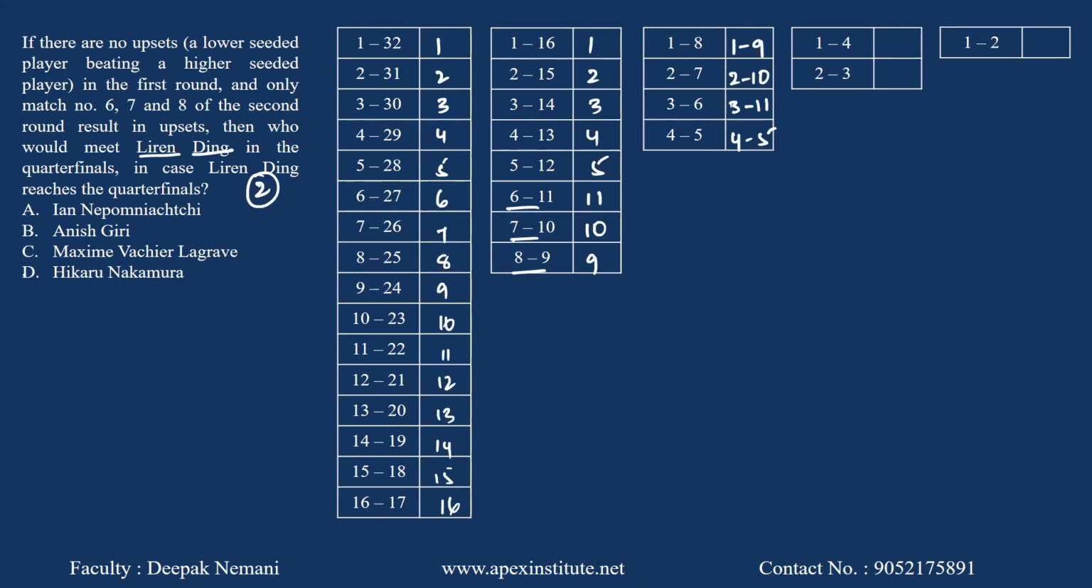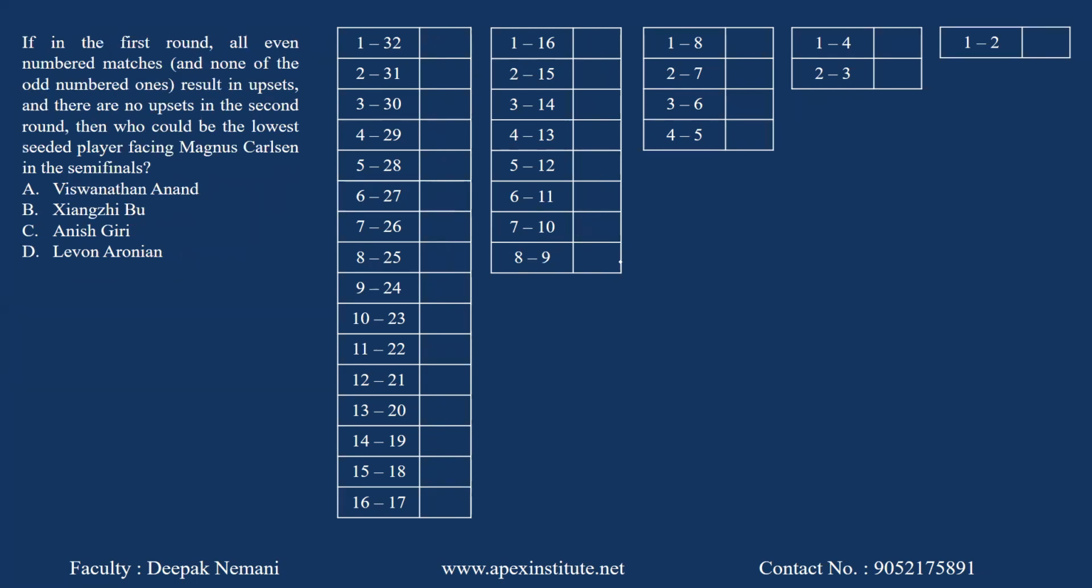So it should be option D. D should be the answer for this question. Now, if in the first round all even number results are upsets and there are no upsets in the second round, then who could be the lowest seeded player facing Magnus Carlsen in the semifinals?